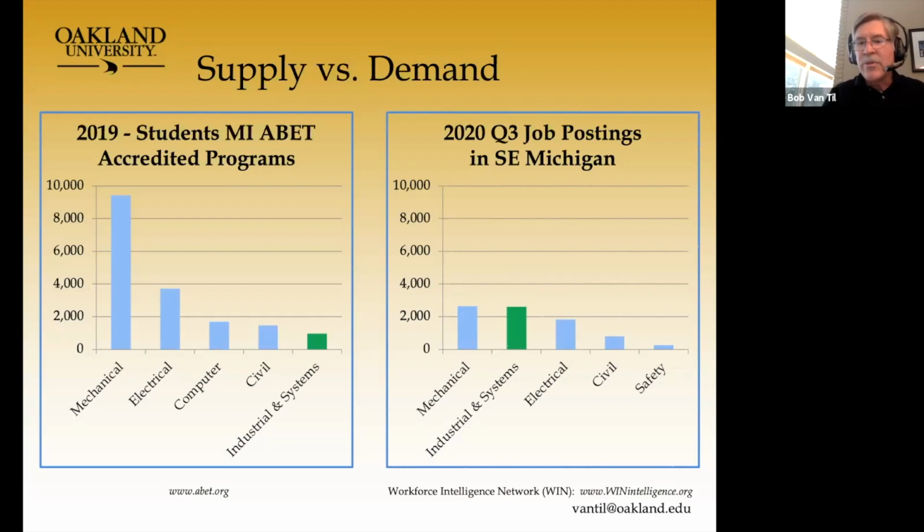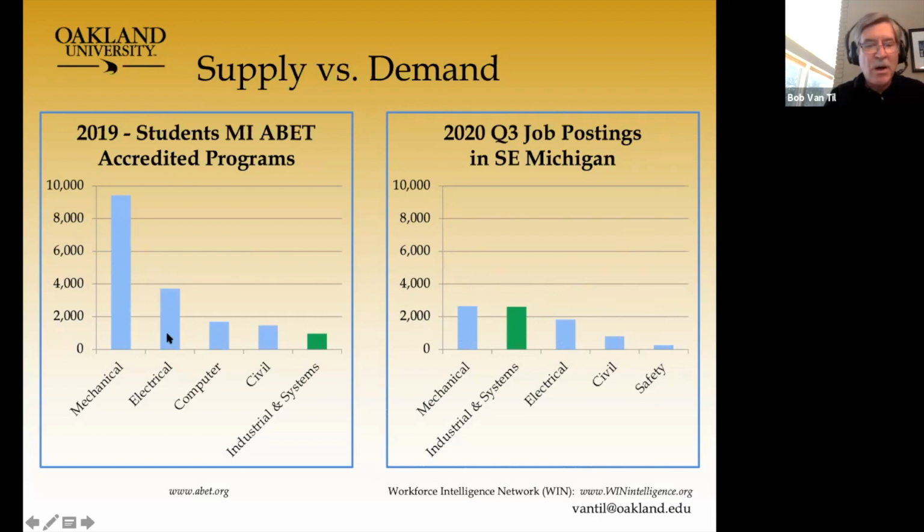In the 3rd quarter, these are the number of job postings in Southeast Michigan for engineers by the Workforce Intelligence Network. And you can see the scales are exactly the same here, so these bars fit exactly the same. And you can see the demand for industrial systems engineers is equal to mechanical, even though there's more mechanical engineers in the state. And that's because of supply.